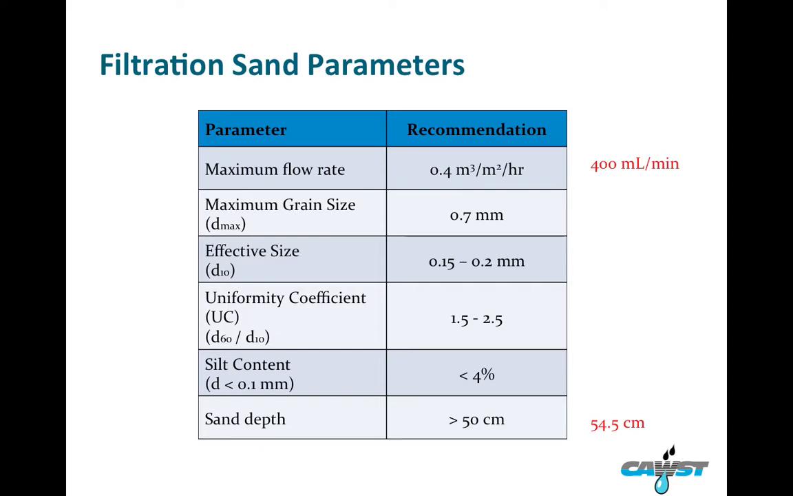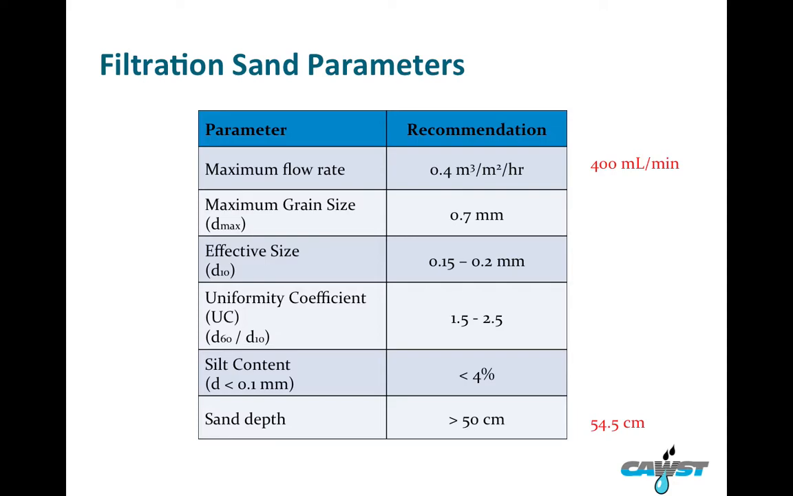So as promised, here are some actual numbers for your reference. The maximum flow rate refers to the fastest flow at the very beginning of a filter run, when it's at its fastest, before the filter is ripened. This should slow down nicely once you have biofilms forming and other things starting to clog your filter. In a standard concrete filter, that maximum flow rate is 400 milliliters per minute.